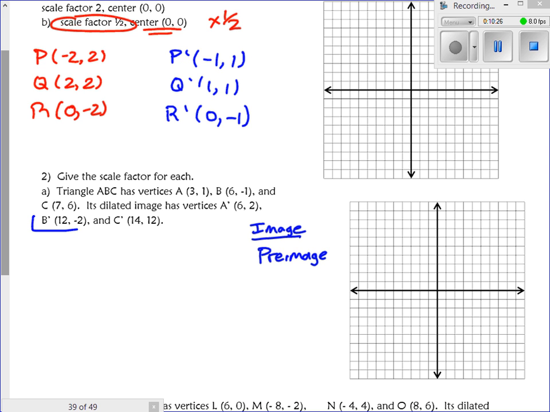We'll just pick B prime, which means we need to look back at B, and pick one of those pieces. Just to avoid the negatives, I'll use the first piece. So in the image we have 12, and in the pre-image we have 6. So 12 divided by 6 is 2. And if you look closely at A, we went from 3, 1 up to 6, 2. Well, really that's doubling, and some of you guys might be able to figure that out very quickly just looking at it.